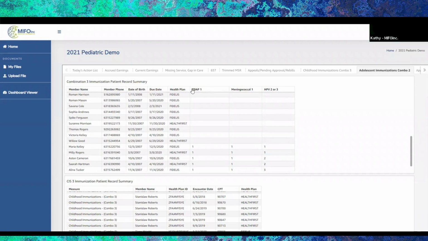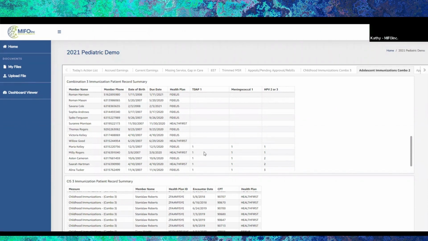one of these categories. So as you can see, dependent on the vaccine, we indicate how many of those vaccines are required to meet the measure. In this case, all of these patients have not been vaccinated at all to date. So we bring in the date of birth and the due date to indicate when you need to make certain these patients come in and have completed all their required immunizations.